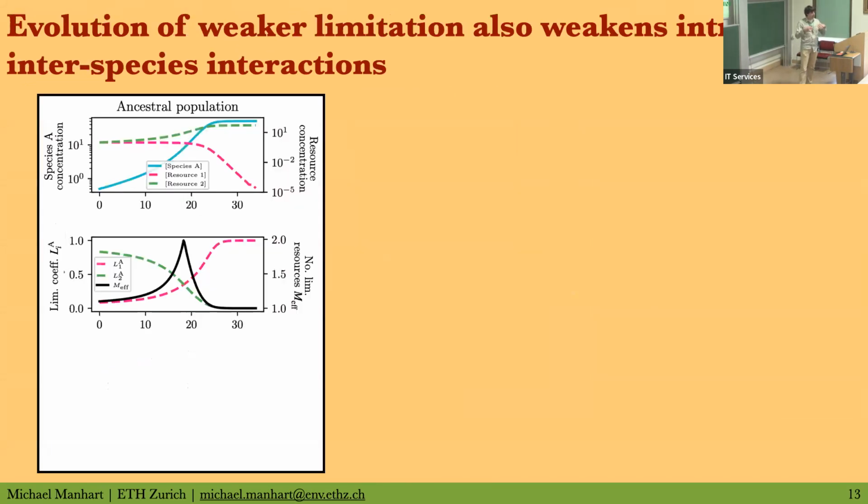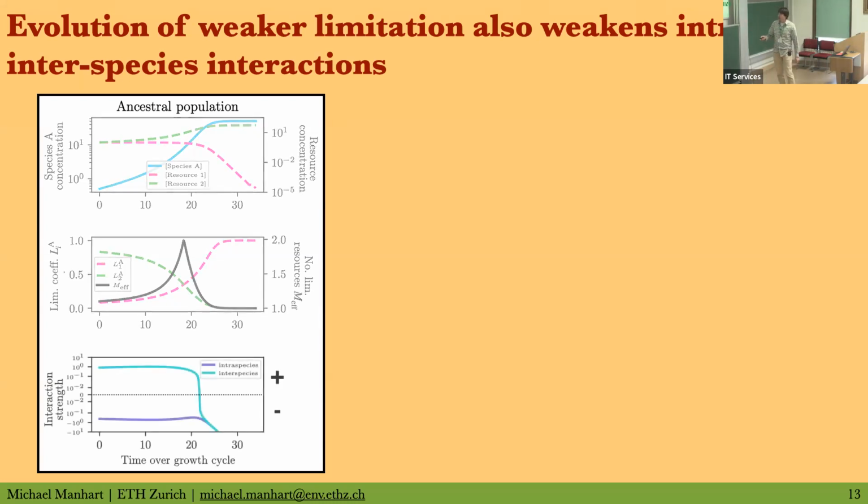So what does this evolved pattern of limitation mean for the ecology, in particular the interactions? Well, here, this is the ancestral population. This is the same thing I showed before. What we can do now is, over these dynamics, calculate the interaction strengths between the two species and also within the species. We calculate that down here. The teal is the interspecies, the blue is the intraspecies.